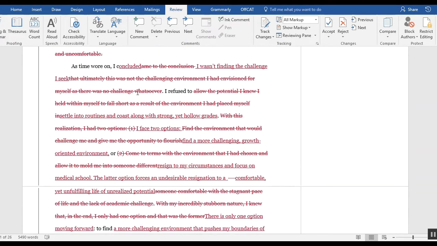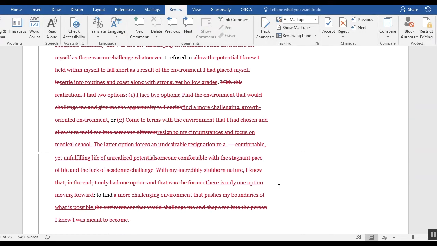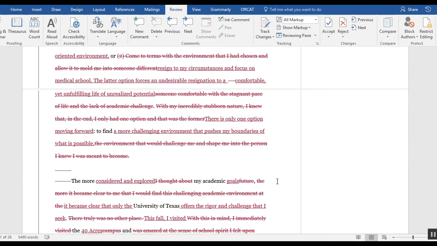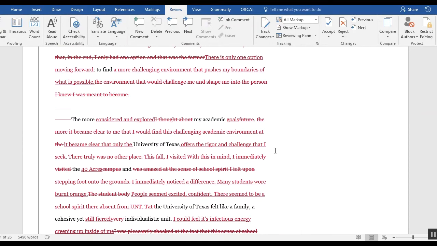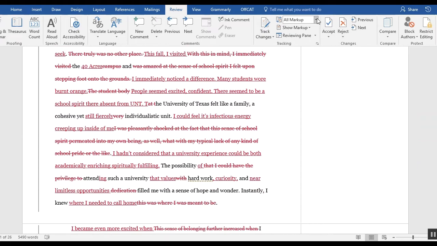So that original paragraph that we removed, we kind of put it back in. I faced 2 options. The latter option was resign to my circumstances, and the second one was to move forward, find a more challenging environment, which transitions neatly into her decisions why she wants to attend UT Austin. I visited the campus, sense of school spirit and energy.